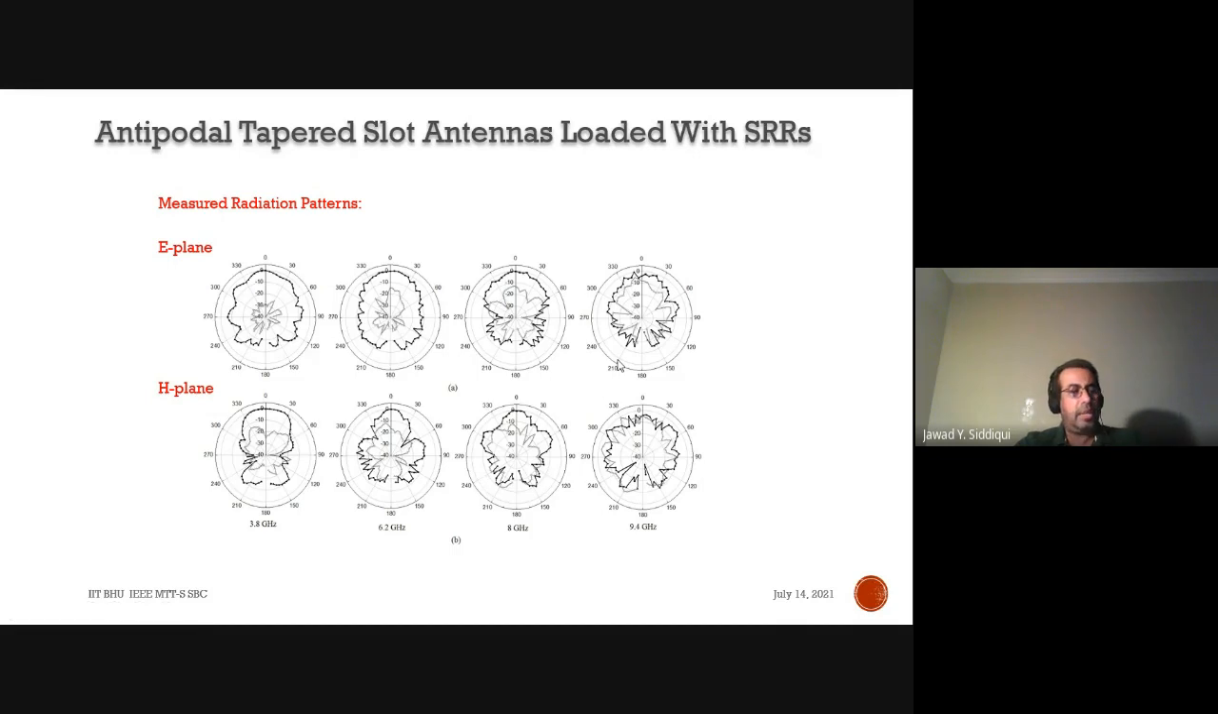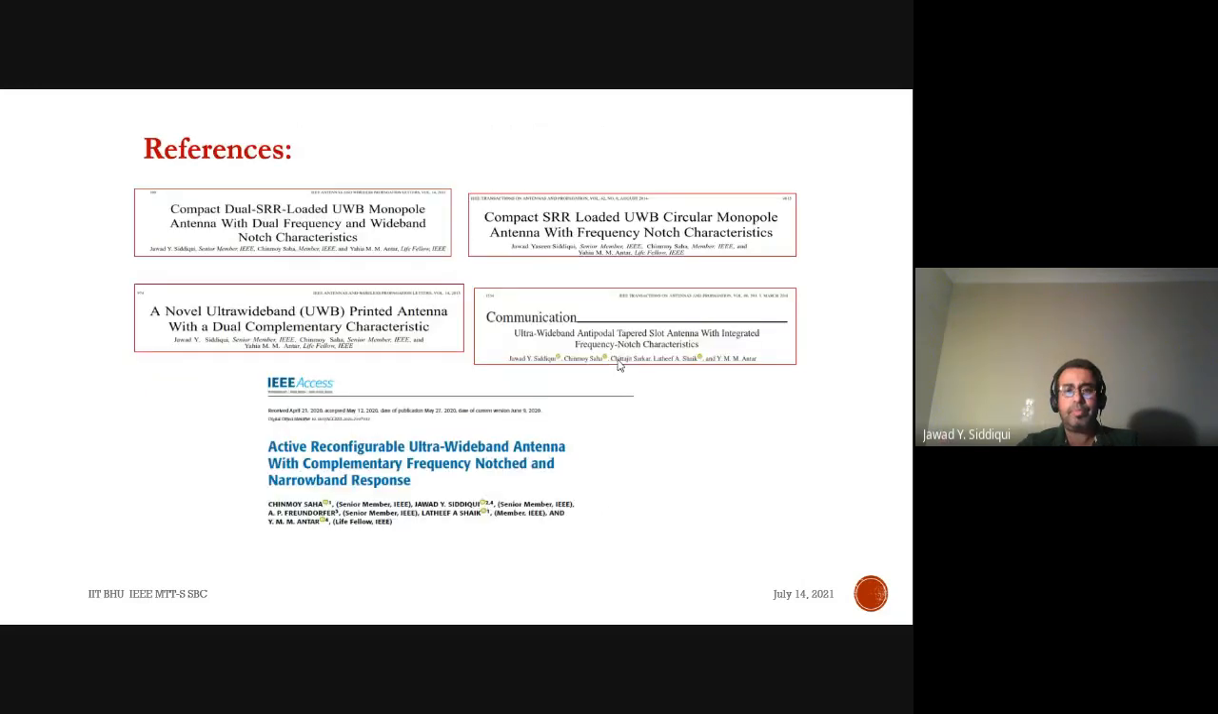So, a lot of other groups, there's a group in Italy, Bilotti and group, they also did this work. They used the SRR on a dual ridge horn antenna. And incidentally, that was the work which even we did, but we didn't publish at that time. We placed the SRR on top of the dual ridged horn in such a way that the frequency notch corresponds to the SRR geometry.